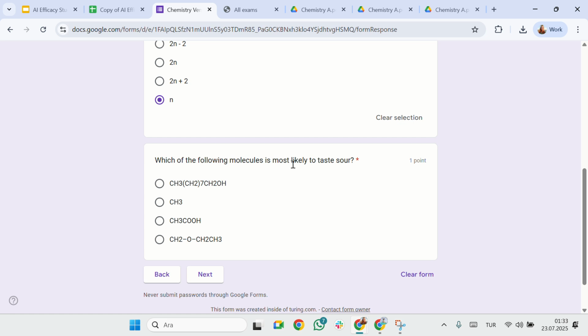Which of the following molecules is most likely to taste sour? Then it should be an acid. I think this should be a carboxylic acid. Okay.